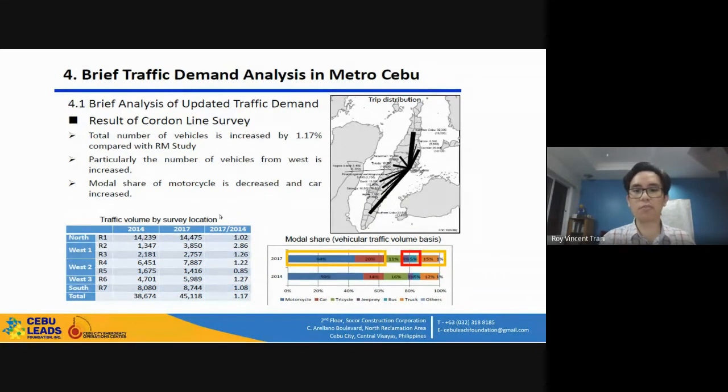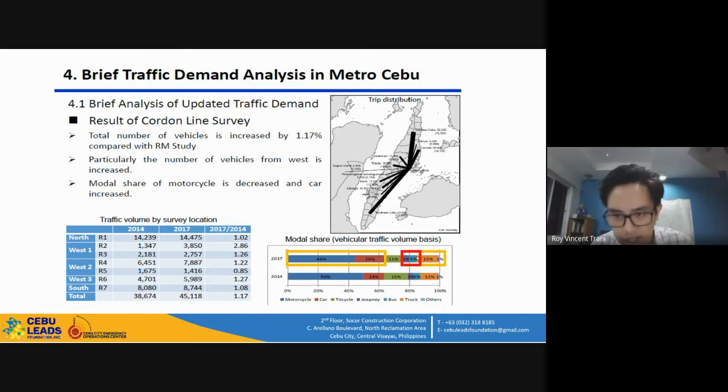So what is the breakdown of this analysis? The total number of vehicles increased by 1.17% from 2014 to 2017. Number of vehicles from the west increased, and the modal share of motorcycle decreased and car increased. So slightly the car increase over here. On the lower right side, you see the 2017 statistics above the 2014 statistics. So motorcycles decreased from 50% to 44%. Private cars increased from 14% to 20%.